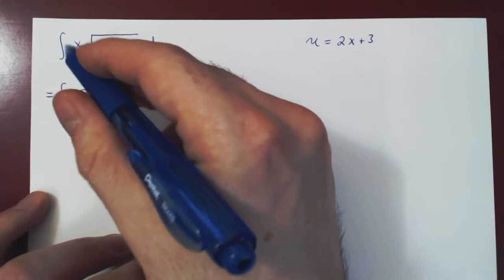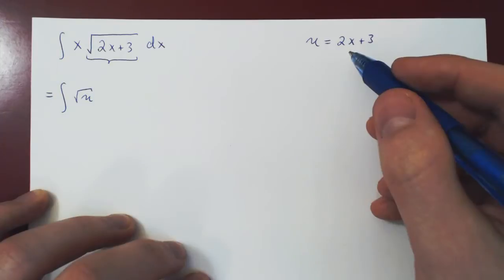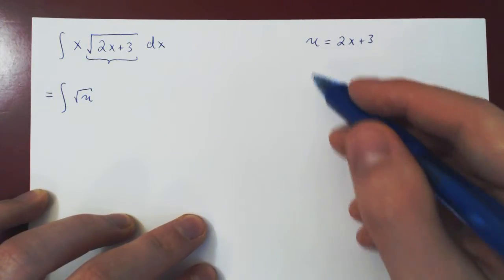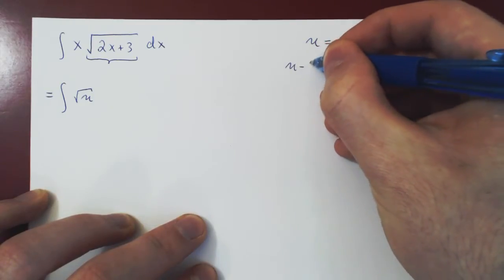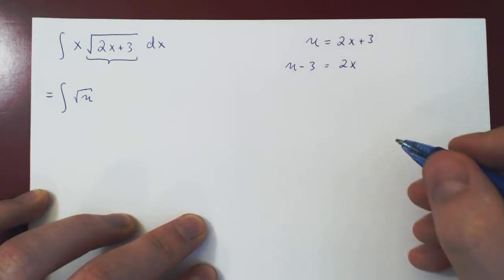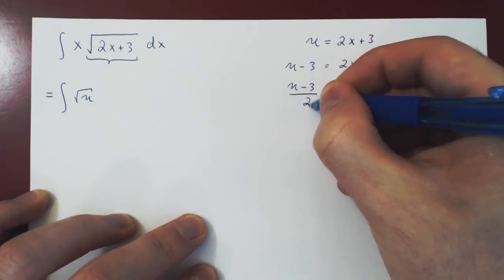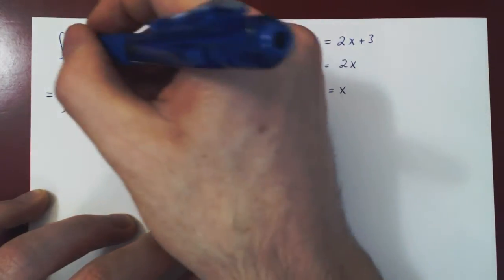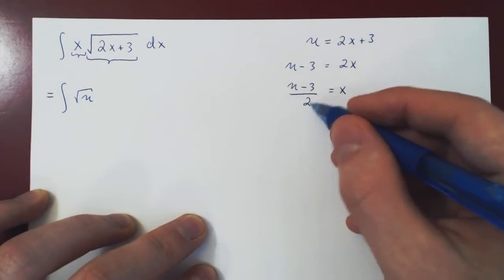Well, what about x? Again, we want to replace x as a function of u. This shouldn't be too difficult. We can isolate x here as a function of u. Subtract 3 on both sides, so u minus 3 equals 2x. Divide both sides by 2, and so (u minus 3) over 2 is equal to x. So now you have expressed x as a function of u.